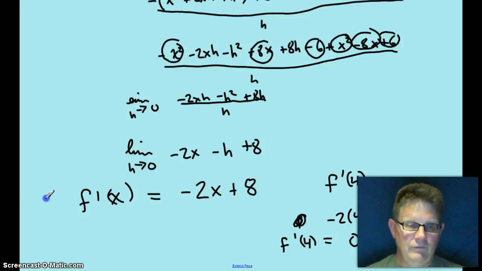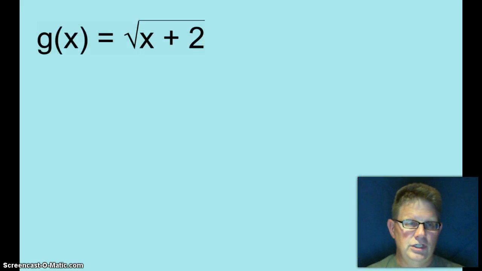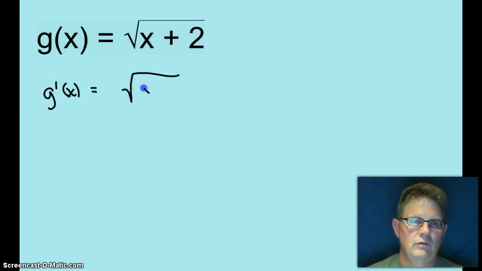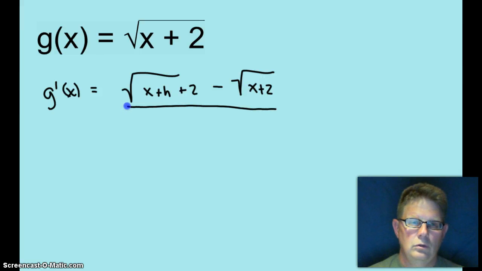So that's how you use the definition of a derivative. Let's move on to the next one. g of x equals the square root of x plus 2. We are going to say that g prime of x equals the square root of x plus h plus 2 minus the square root of x plus 2, all over h.